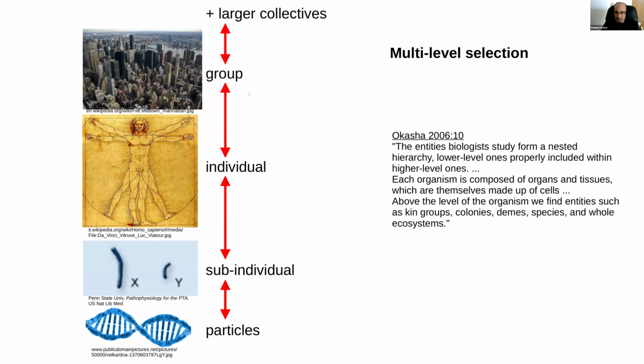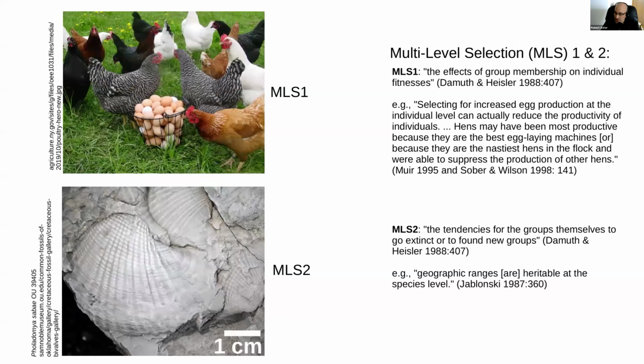And a lot of what I'm saying is from a textbook that I really enjoyed a lot, Okasha 2006. And he's standing on the shoulders of people who came before him, like David Sloan Wilson and Elliott Sober, among Bill Hamilton, among many others. And so the kind of multi-level selection that I want to draw your attention to for most of this talk is something called MLS1, multi-level selection 1.